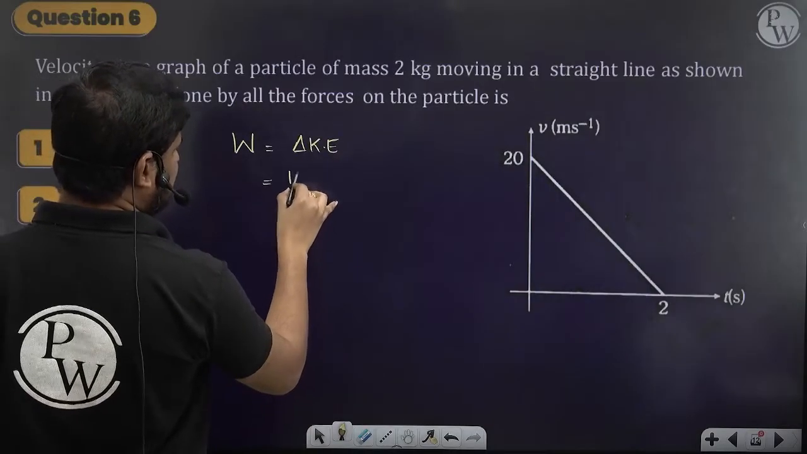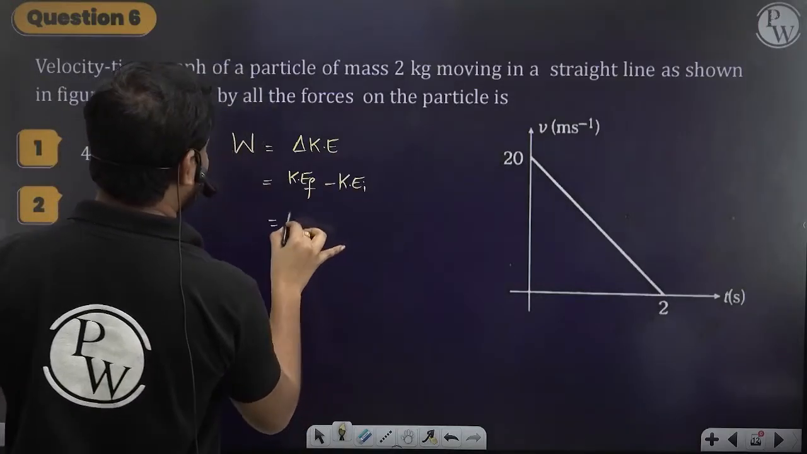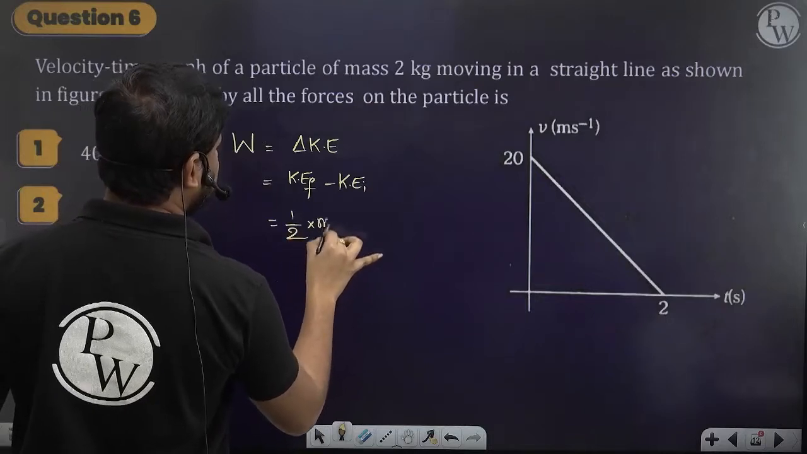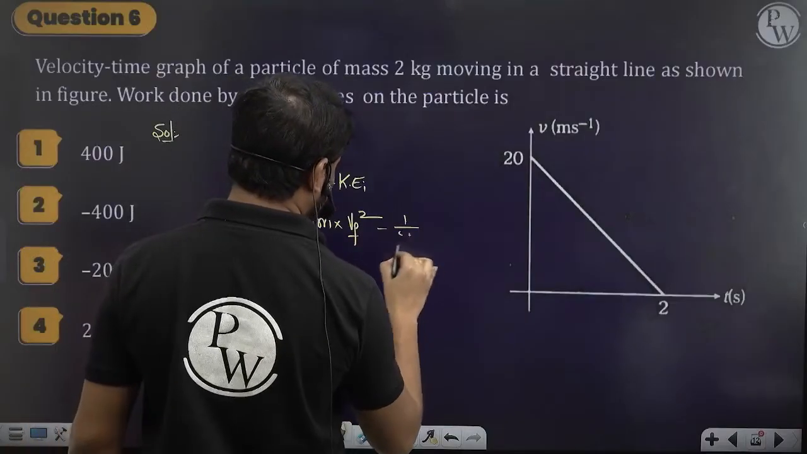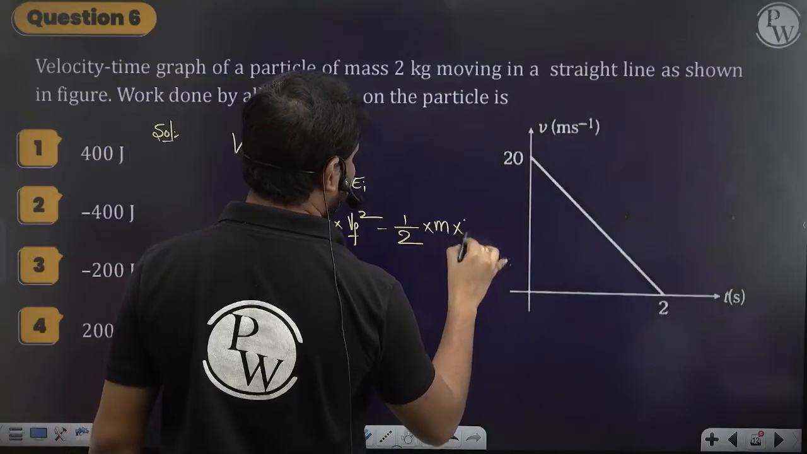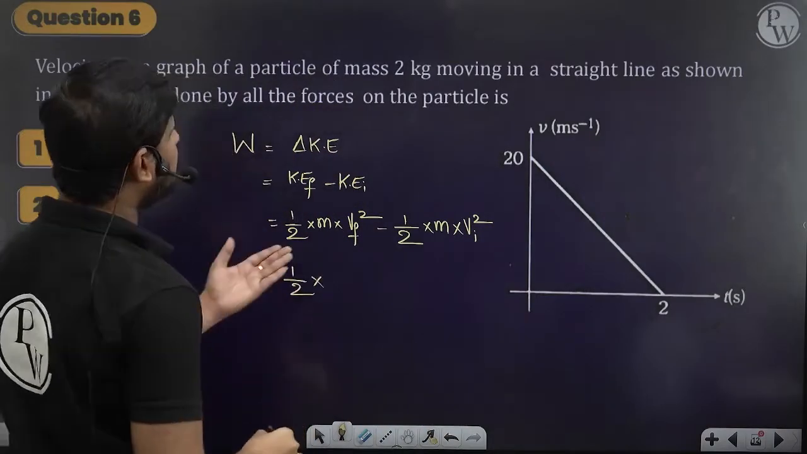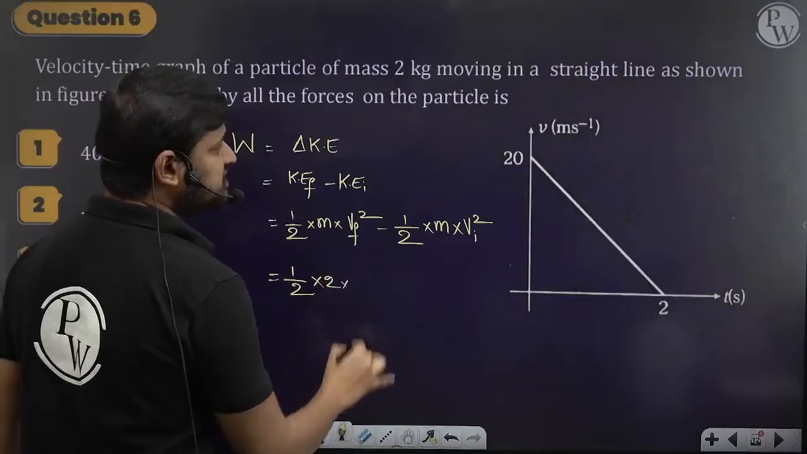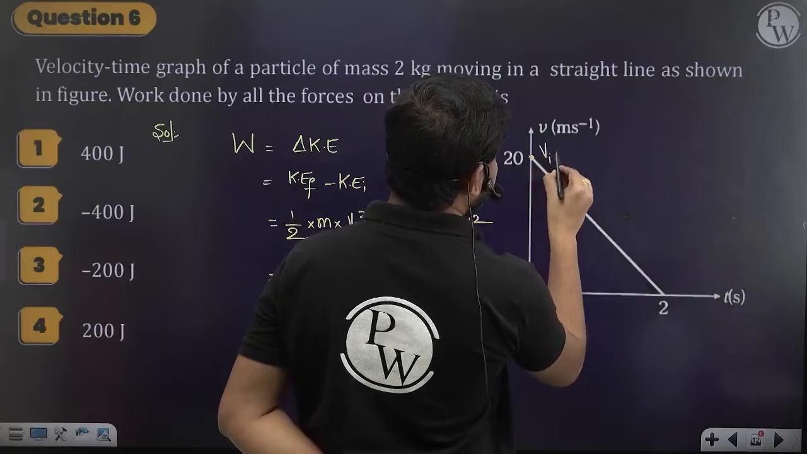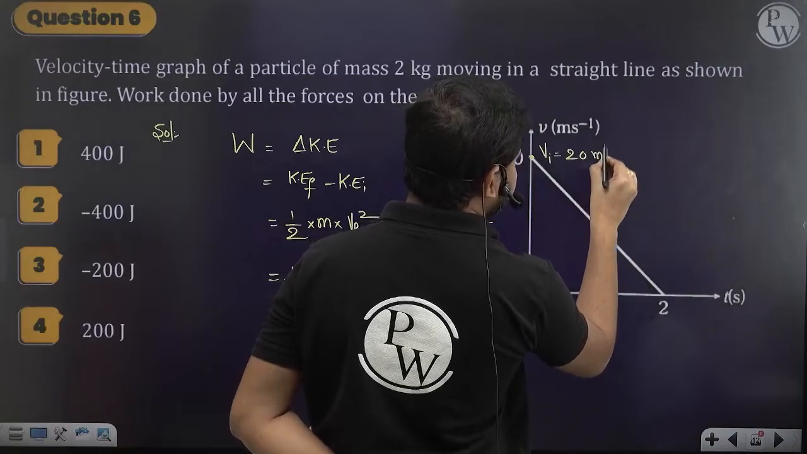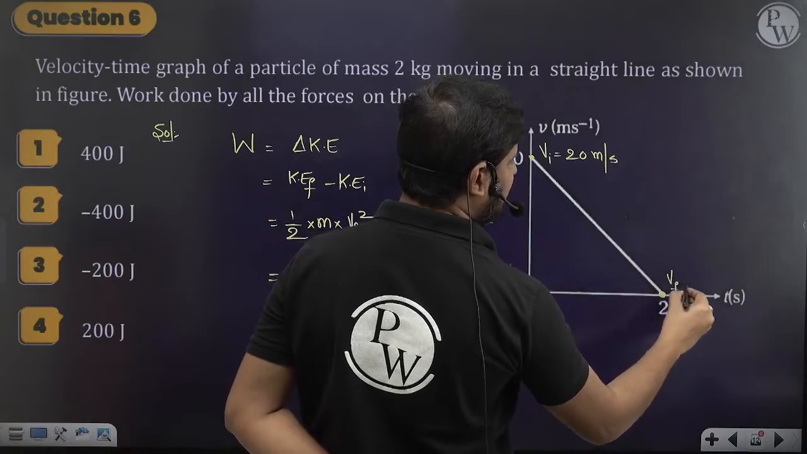So kinetic energy final minus kinetic energy initial. That's it. Here I can write half mass into the Vf square, the final velocity square, minus half into mass into the Vi square, the initial velocity square. So half into, the mass of the particle is 2 kg. This is a velocity-time graph, so I can see that the V initial is 20 meter per second, and then the particle has reached this point. So this is the V final, which is 0.